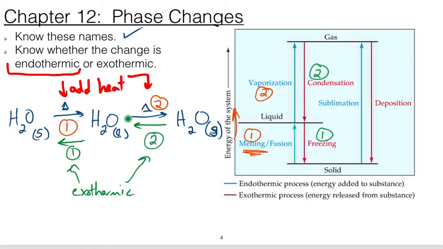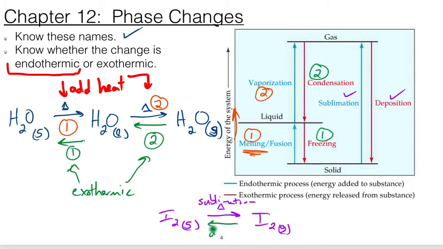I use this as an example of what we're familiar with. For the other ones over here, sublimation and deposition, I'll use one that we saw in lab. If you heat up solid iodine, it can go to the gas state, and this is known as sublimation. The exothermic process here is deposition. So basically, know the different names of the phase changes and whether they're endothermic or exothermic.